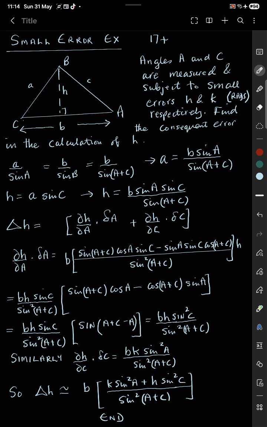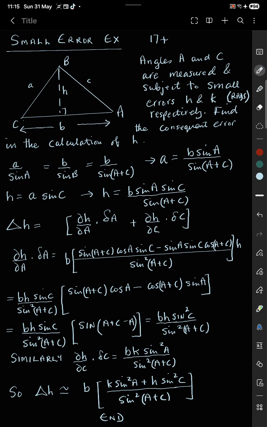Okay. Anyway, from the sine rule, we have a over sin A equals b over sin B. And since A, B, and C add up to 180 degrees, we can write that as b over sin(A plus C), which means that little a is b sin A over sin(A plus C). And then h, looking at the left-hand triangle in the diagram, h is equal to a sin C, and that means h is equal to b sin A sin C over sin(A plus C).